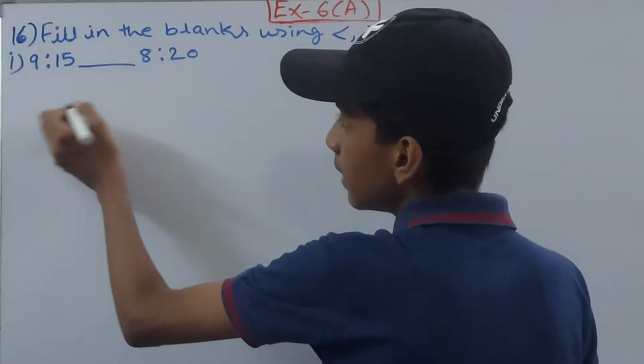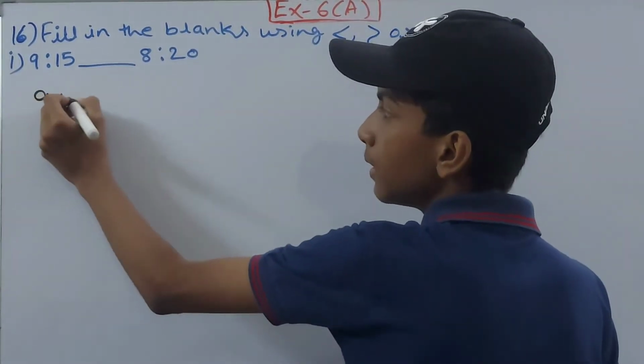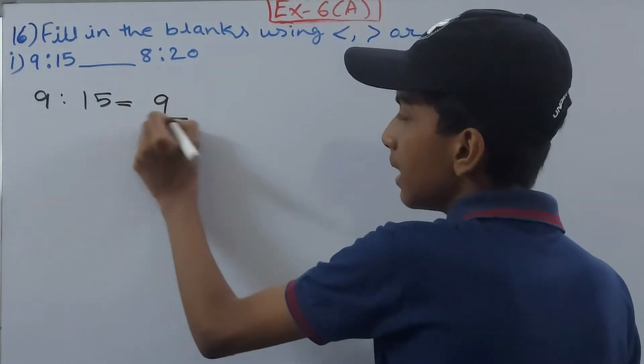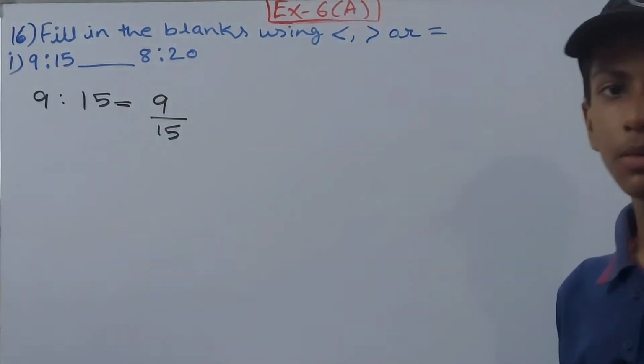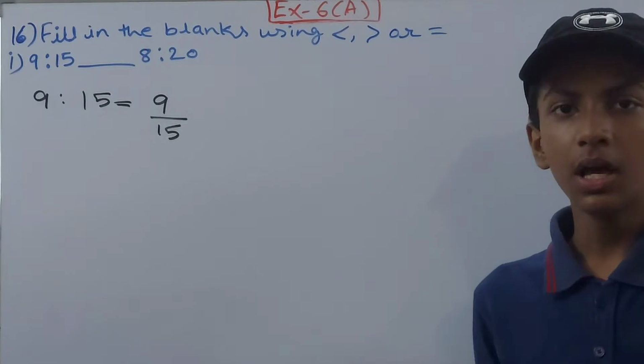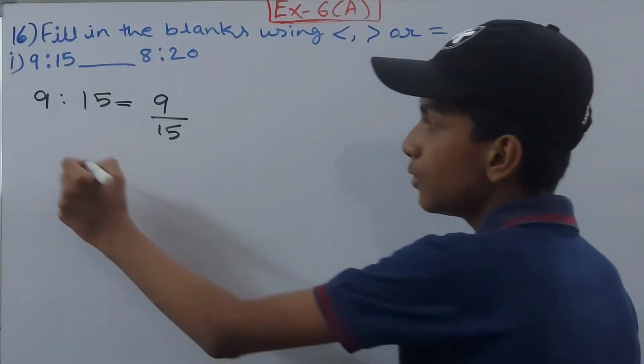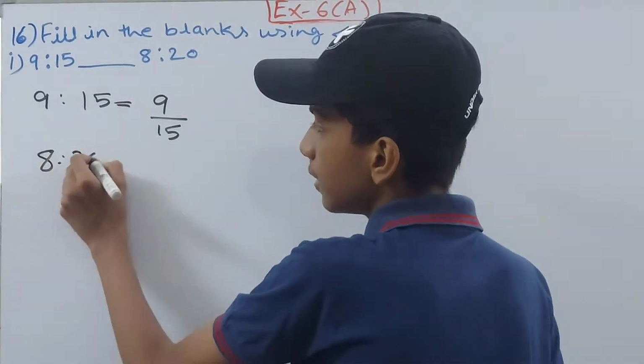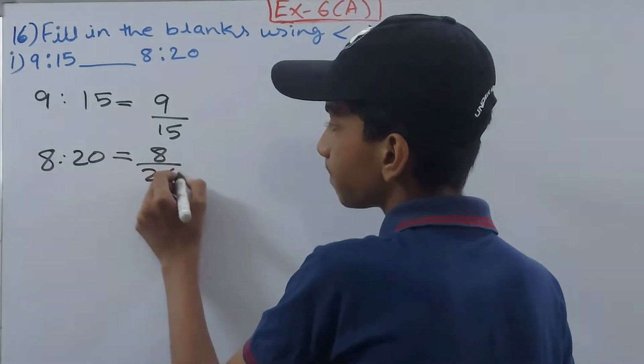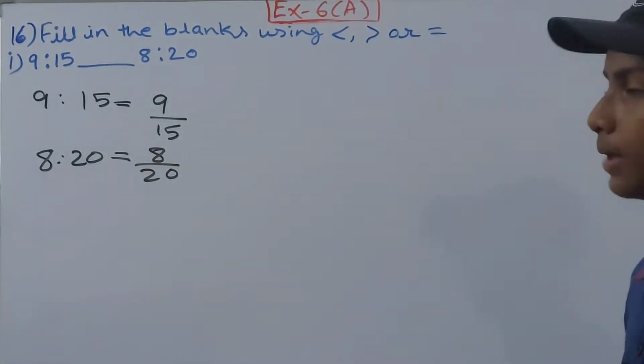So the first method, first of all, 9:15. This can be written as 9/15. Okay, this is very important. We have to convert it into a fraction in both of our methods. And 8:20. So this also becomes a fraction, 8/20. Now we'll compare them.